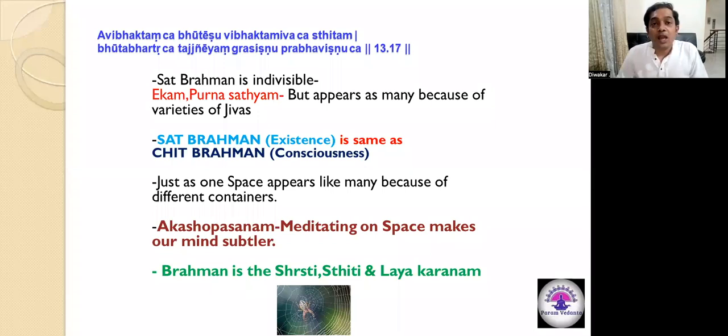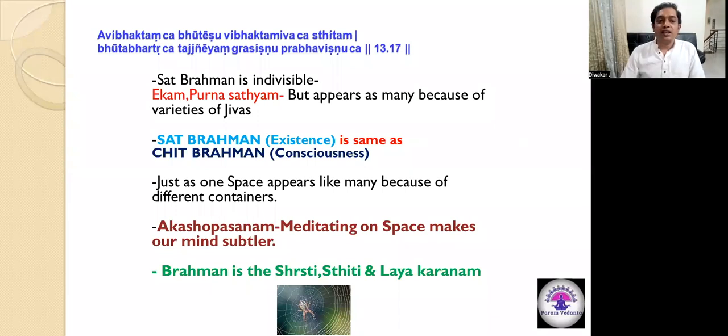Talking about Akasha, the Akashopasana, meditating upon the space, which is so subtle, can make our mind very, very subtle. As studied before, Brahman is Jagat Srishti, Sthiti and Laya Karanam. Out of that pure Brahman alone, all the names and forms of the universe have originated, and they exist, and then they dissolve back into the same Brahman. We studied also this particular concept in the Mundakopanishad, where the spider example was taken to explain the same thing.